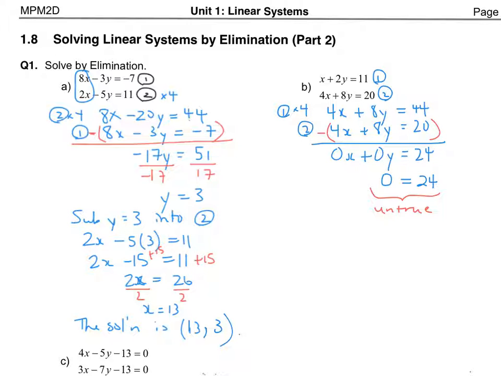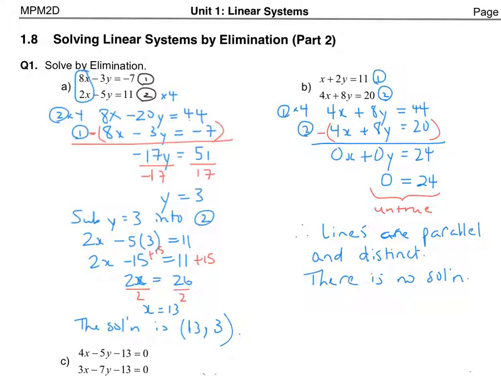So therefore, the lines are parallel and distinct, there is no solution. Okay, now take a look at this part C and see what you can do for that one.